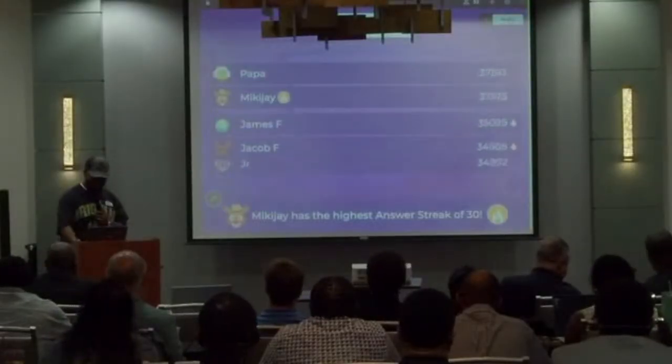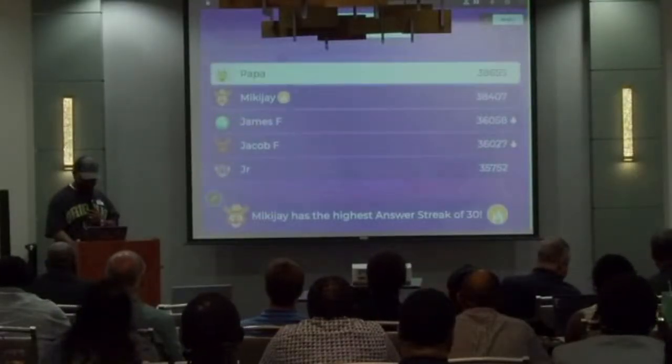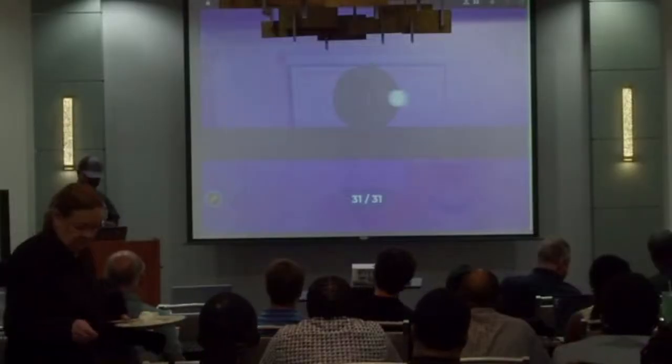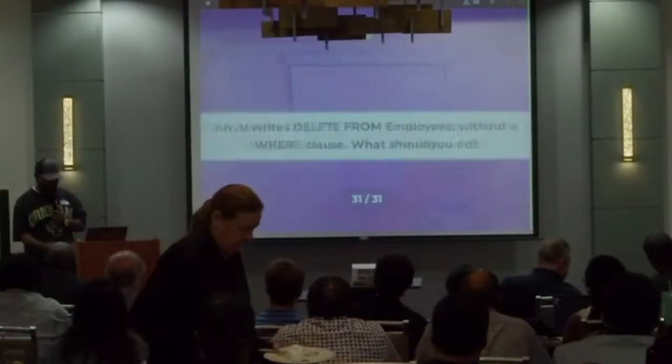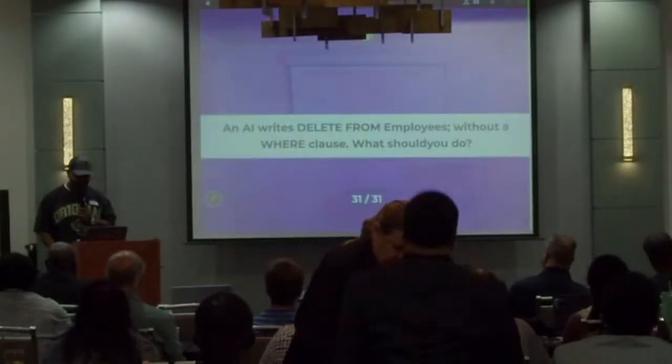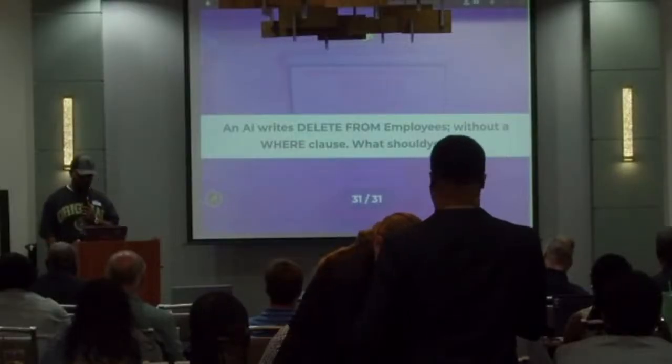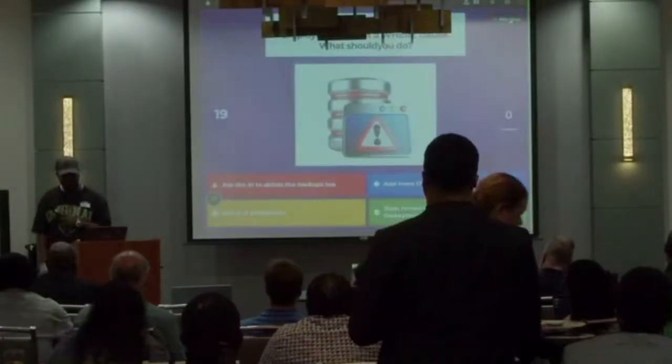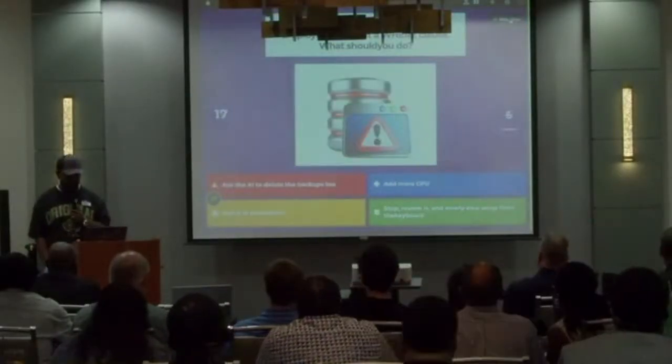All right, the last question. Let's see who is going to get it. Who is going to go with the gift? An AI writes delete from employee without a where clause. What should you do?